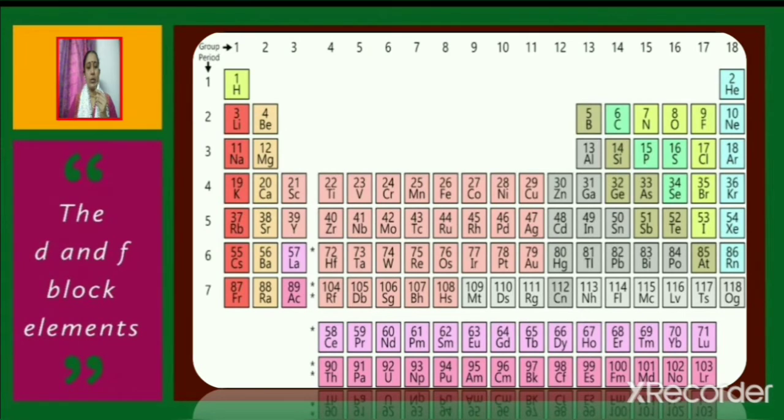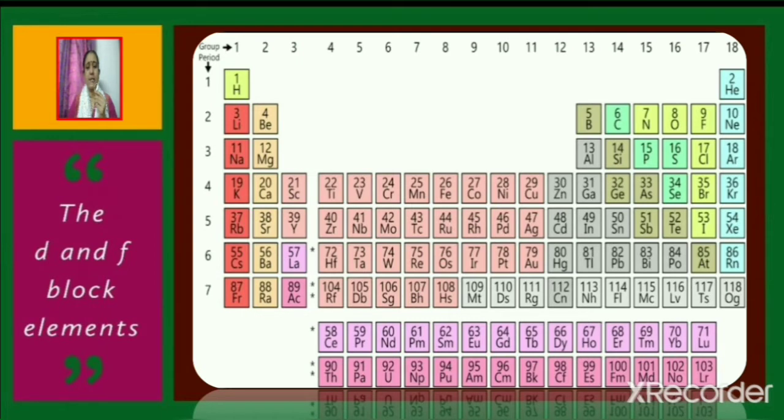We shall now move on to the next chapter, the d and f block elements. In the periodic table, we have 4 blocks of elements known as s, p, d and f block elements. Group 1 elements together with group 2 elements are known as the s block elements, whereas elements belonging to group 13 to 18 are collectively known as p block elements. Group 3 to group 12 elements are known as d block elements. So the d block elements are placed between the s block and the p block elements.